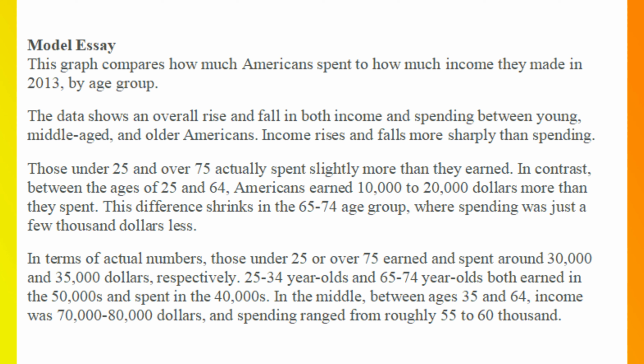25 to 34-year-olds and 65 to 74-year-olds both earned in the 50,000s and spent in the 40,000s. In the middle, between ages 35 and 64, income was $70,000 to $80,000, and spending ranged from roughly $55,000 to $60,000.